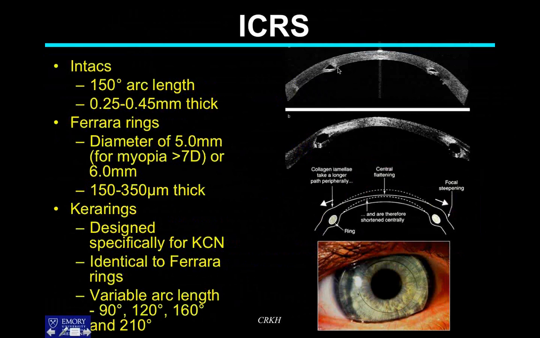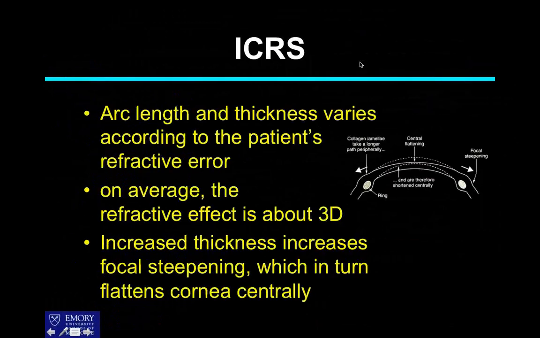There are different types, Intacs being the most common in this country. You can see the Keraring here, which is triangular in shape, and the Intacs, which is hexagonal in shape, seen on these OCTs. The arc length and thickness vary according to the patient's refractive error. The key is to flatten this arc and therefore give better vision. But as you saw from our map, that didn't happen for this unfortunate patient.